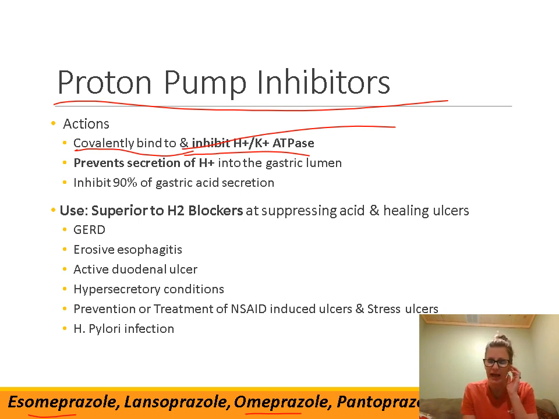As far as NSAID-induced ulcers, misoprostol, which is a prostaglandin E analog, is another agent that can be used to prevent NSAID-induced ulcers. But misoprostol is associated with other adverse drug effects that can tend to limit its use. So PPIs, proton pump inhibitors, are preferred for this.